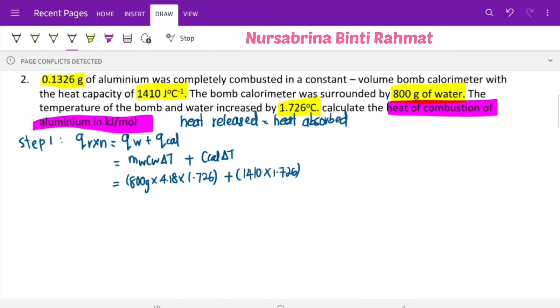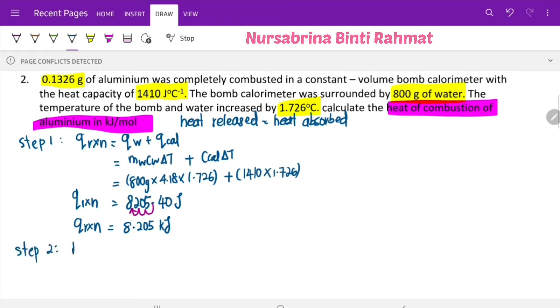So we get here our Q reaction is equal to 8205.40 joules. So we need to convert it into kilojoule, which is divide by 1000. Okay, 1, 2, 3. So my Q reaction becomes 8.205 kilojoules. Okay, so secondly, we need to calculate the number of mole of the aluminium used.